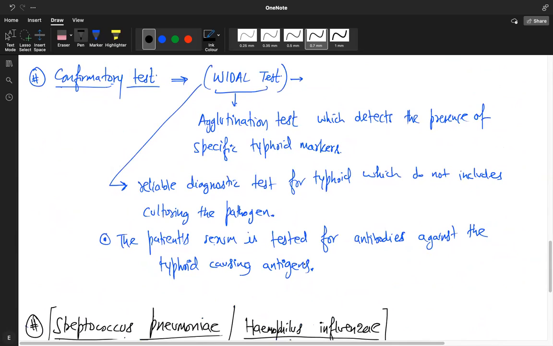When we look at the Widal test, it is an agglutination test which detects the presence of specific typhoid markers. It is a reliable diagnostic test for typhoid, which does not include culturing the pathogen. And the method is that we take the patient's blood or serum and test it for antibodies against the typhoid agents.